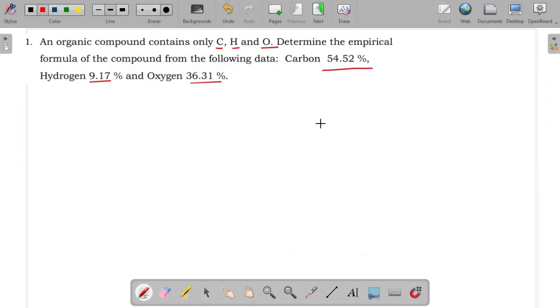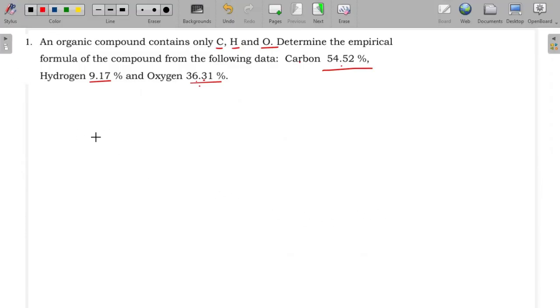In some cases, they'll just give you 2 percentages, for carbon and maybe for oxygen, so you'll be expected to find the percent for hydrogen. How? You take the total of the oxygen and the carbon, then subtract from 100, because the percentages here are always out of 100. But in this case, we have already been given all of them, so no need for that. We're just going straight into solving.